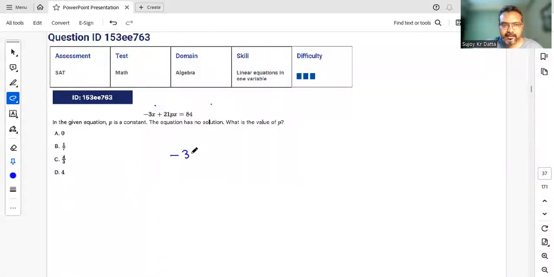So that means minus 3x and plus 21px should cancel to 0. In other words, drop the x: minus 3 plus 21p should be 0. They should cancel each other out. Or in other words, 21p equals 3. So p equals 1 over 7. So that's the second option.